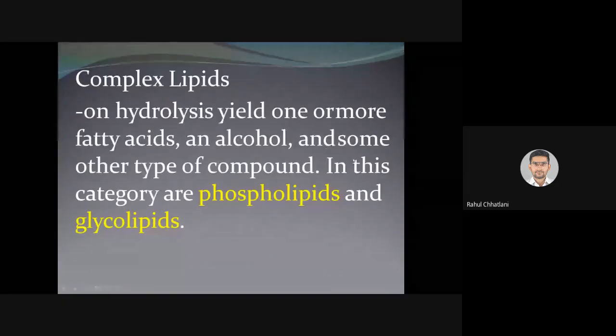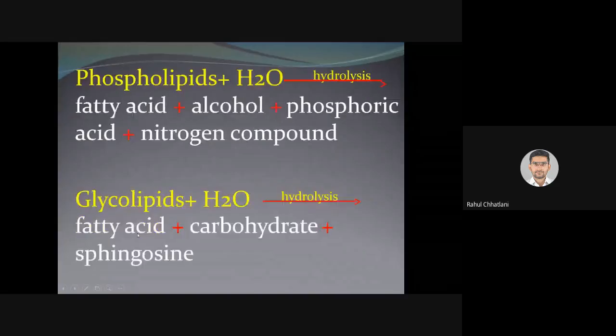In this category are phospholipids and glycolipids. As the name suggests, if a phosphorus related compound is there, it will be phospholipid, and if it is related to any carbohydrate compound, that will be glycolipid. So phospholipid on hydrolysis leads to fatty acid and alcohol, which is fixed, plus phosphoric acid and a nitrogen compound. So phosphoric acid, that is the phospho part, and the nitrogen compound, that is the extra part.